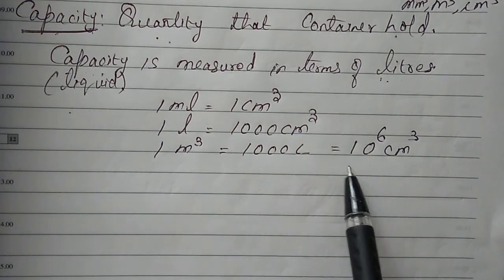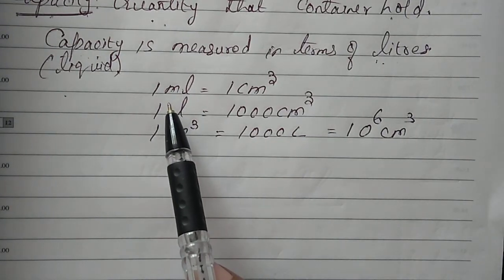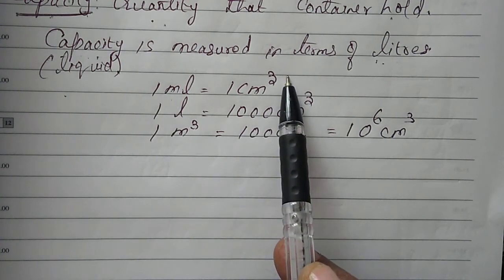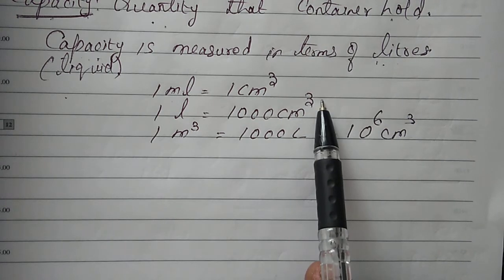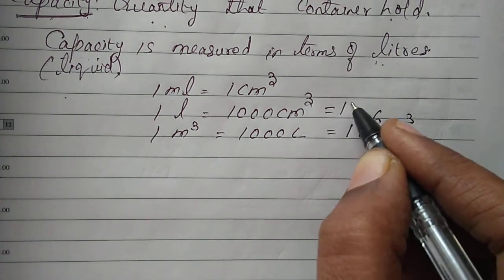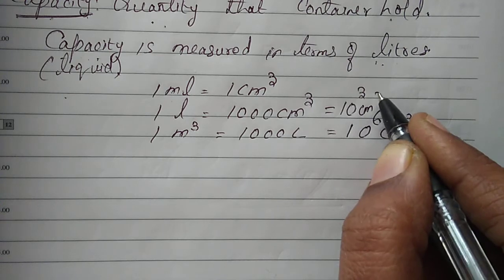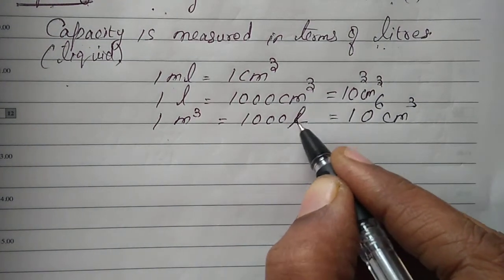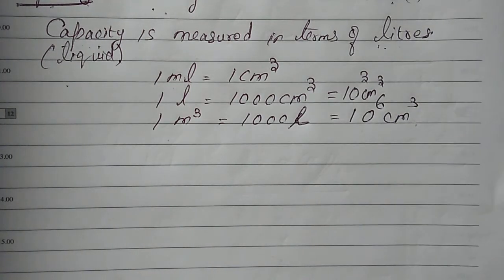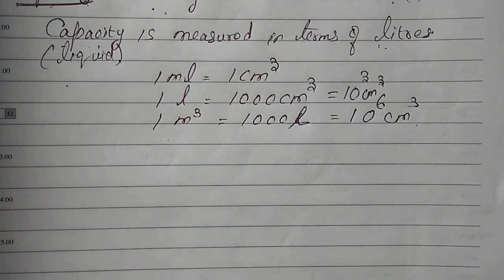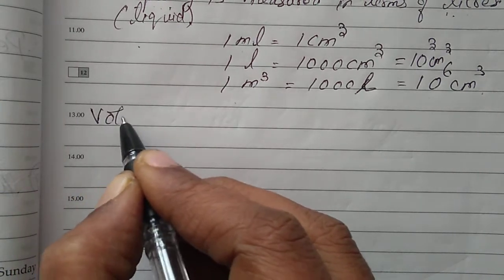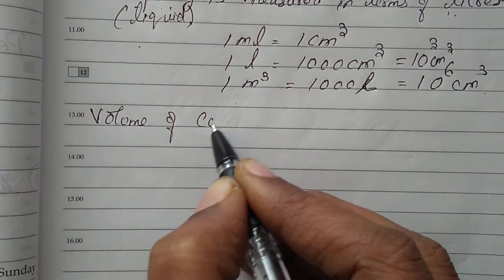So we have a standard unit for that. The conversion to learn is 1 milliliter is 1 centimeter cube. 1 liter is 1000 centimeter cube, which we can also write as 10 to the power of 3 centimeter cube. Then 1 meter cube is 1000 liters. So hope you have understood the meaning of volume and capacity. Now let us learn the formula. Now we are going to learn about volume of cube.